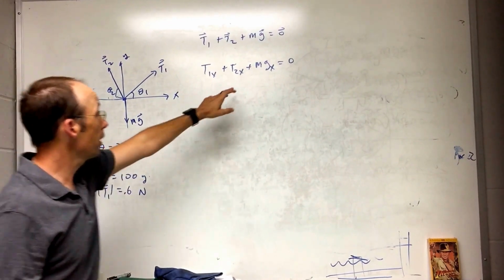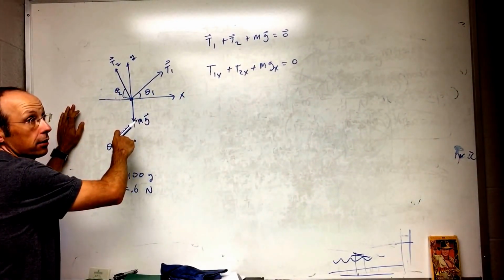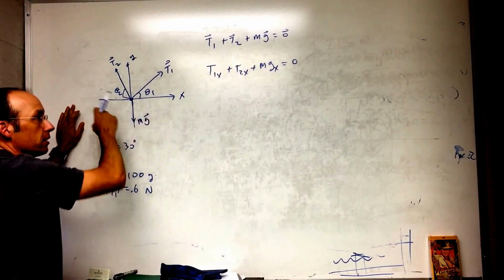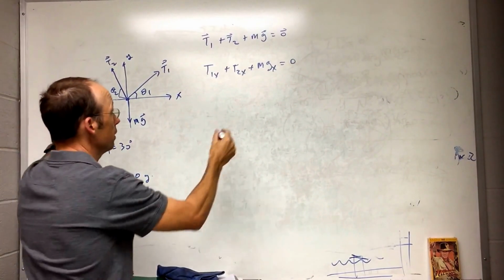So the first thing is to look at this gravitational force. Here it's pulling straight down in the y direction. So how much of it is pulling in the x direction? Well, in this case, it doesn't pull at all in the x direction. So this is 0.